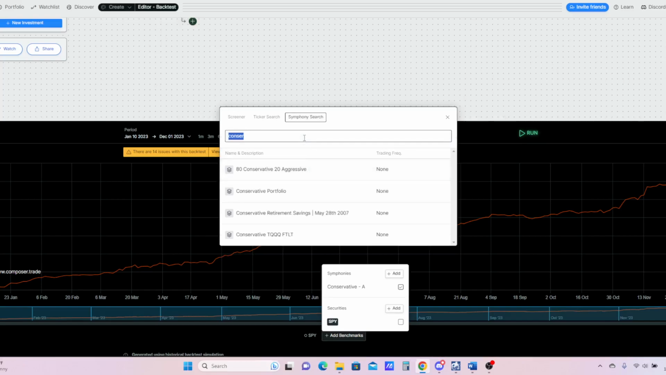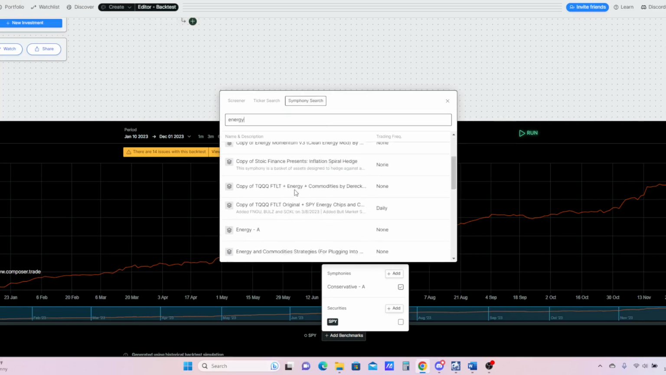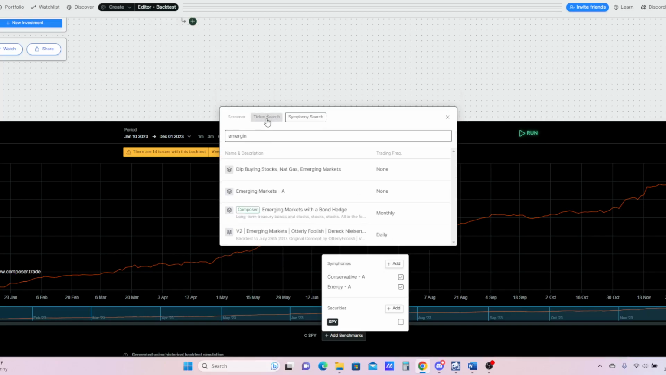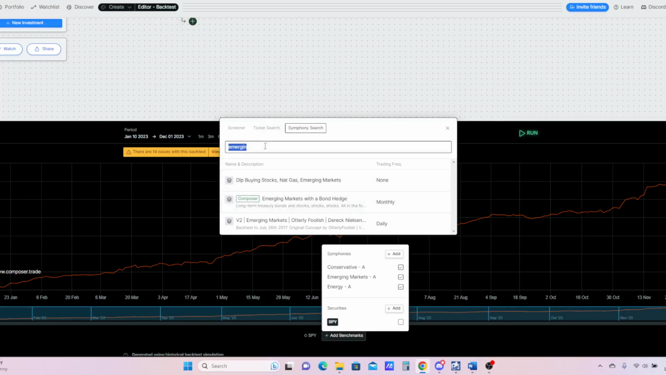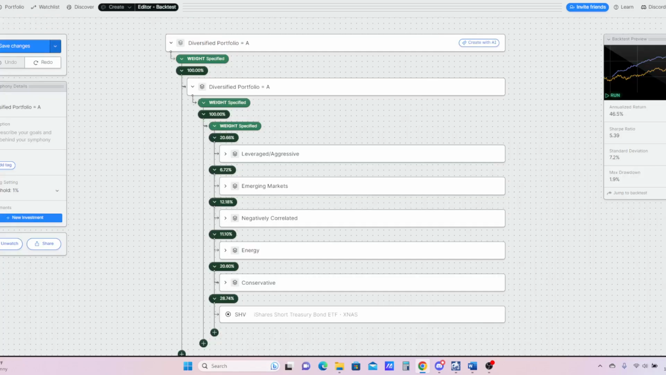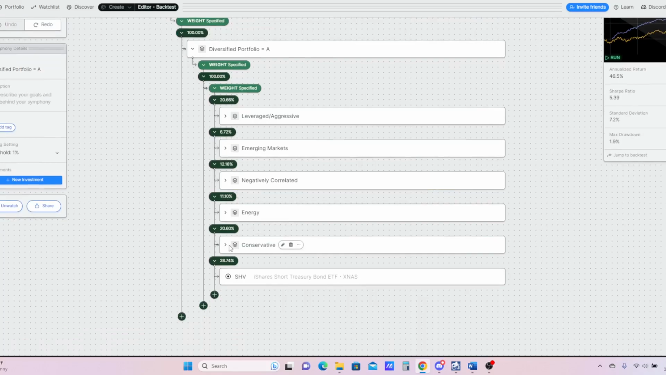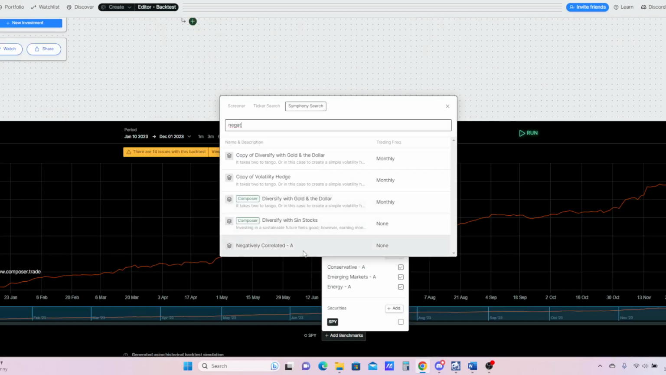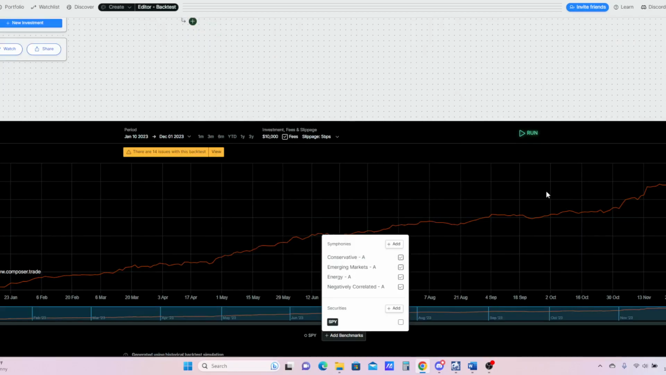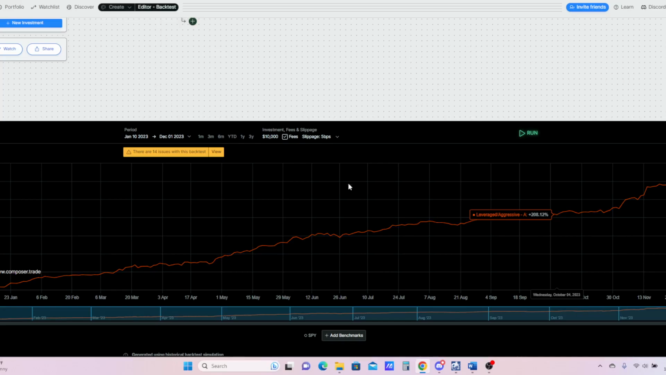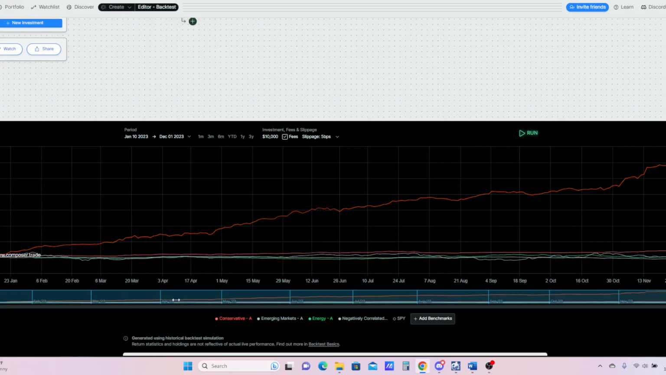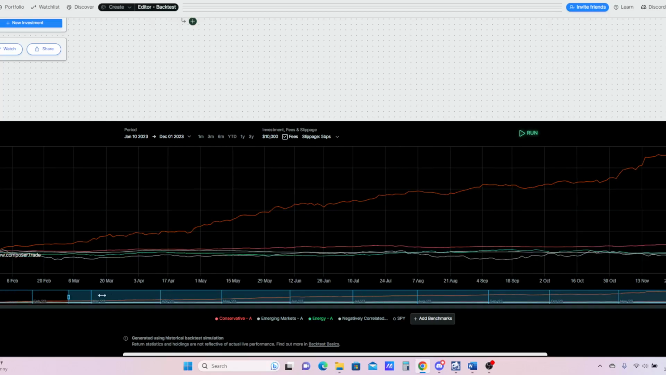Okay, so there's that one, there's an energy one, emerging markets. What was the other one? Oh, negatively correlated. I think that's all of them. So basically, you can compare all the individual symphonies together on a chart, and you're going to have a bunch of different looking equity curves.